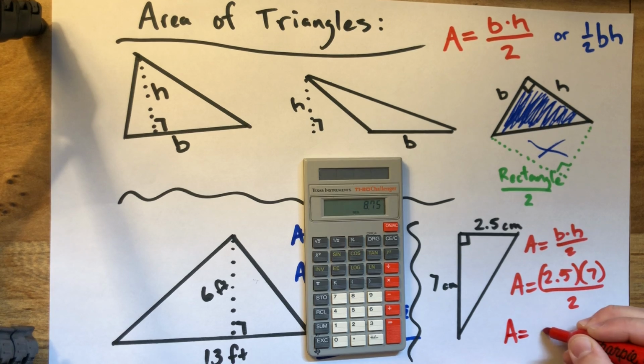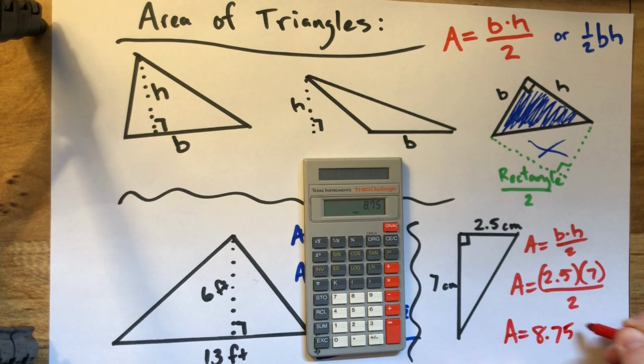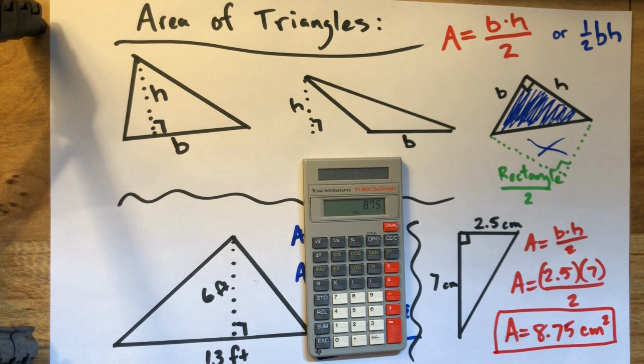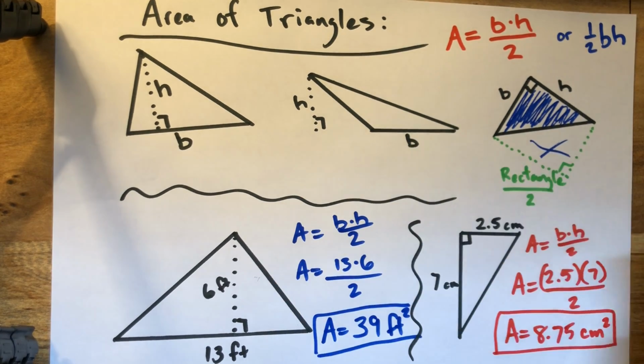So area equals 8.75. Label centimeters squared, or square centimeters. That's going to do it for area of triangles.